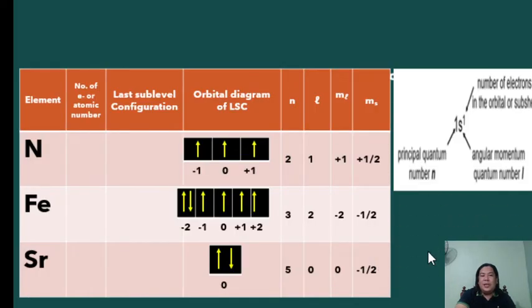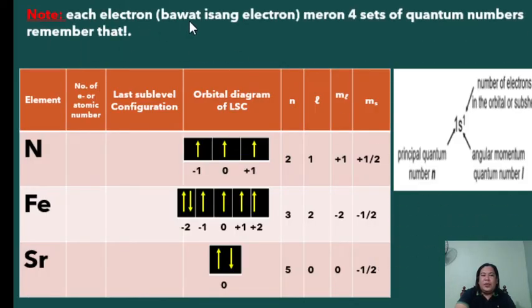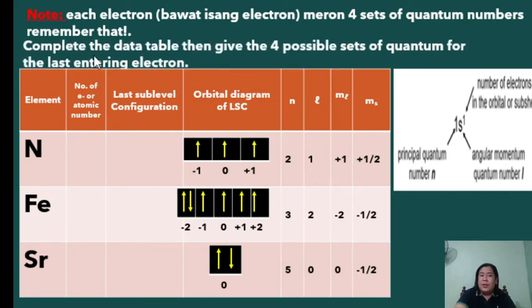Okay, let us complete this data table. Note, bawat isang electron, mayroong 4 sets of quantum numbers. You have to remember that. 4 lagi. So, kung ang number of electrons ng calcium is 20, you will multiply that by 4. So, ganun kadami yung sets ng quantum number. Since napakadami nun, we have to complete this data table, then give the 4 possible sets of quantum number for the last entering electron. So, isa lang ang lalagyan natin, yung last entering.